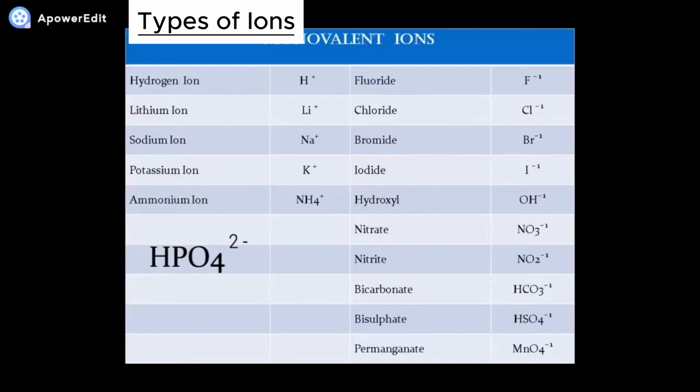Now another one, NH4, ammonium. NH4 plus, ammonium. NH3 is ammonia, NH4 plus is ammonium. Now tell me, is this a cation or an anion? Cation. Which cation? Monovalent, divalent, trivalent? Monovalent. Correct.